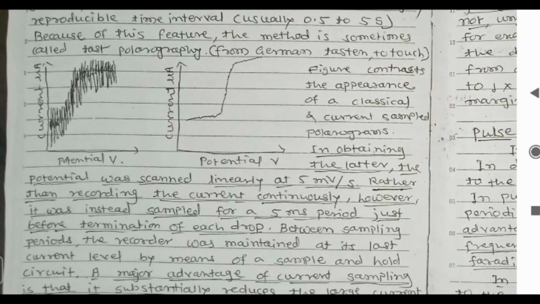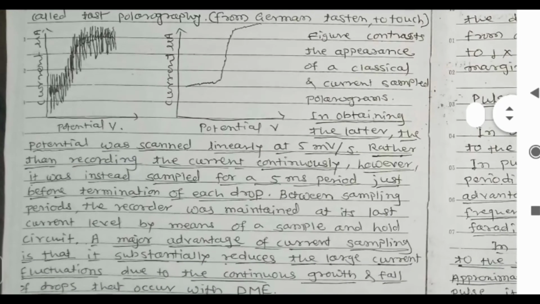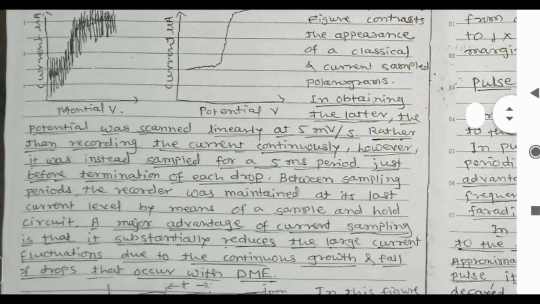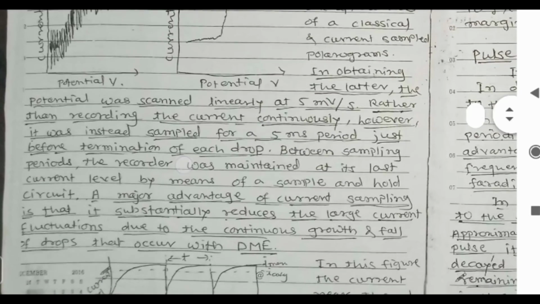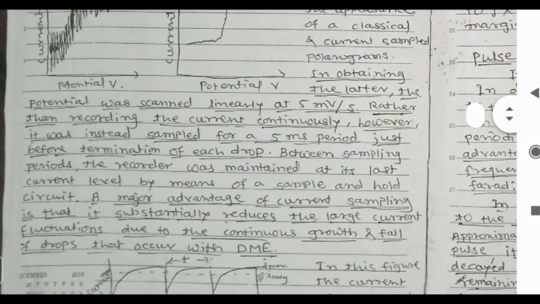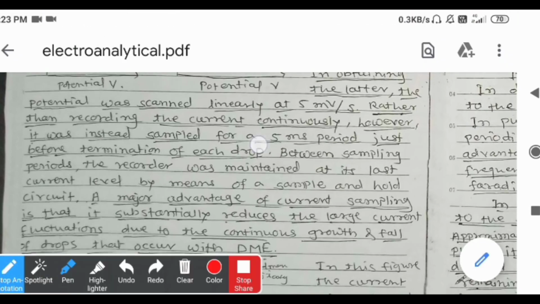The given figure shows the appearance of the classical as well as the current sampled polarogram, which is the output of the polarographic technique. In obtaining the latter curve, the potential was scanned at 5 millivolts per second, and rather than recording the current continuously, the current was instead sampled for a 5 millisecond period, just before the termination of each drop. So the current is measured for only a shorter period of time and not continuously.